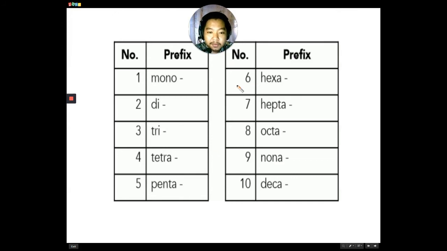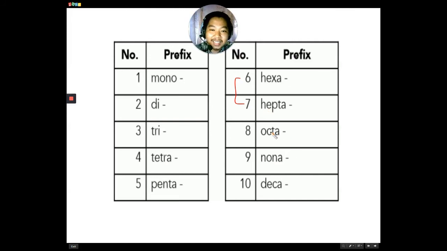Confusing lang sometimes si 6 and 7. Oftentimes I see students being confused with hexa and hepta if they don't have this table. Just remember, if you have 6, you have hex. Both have x. Sana all may x, diba? Char. And then 7 is hept. The opposite of hooray, hept, hooray, char.